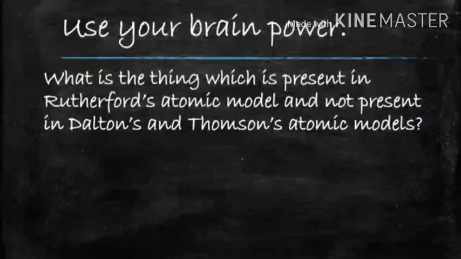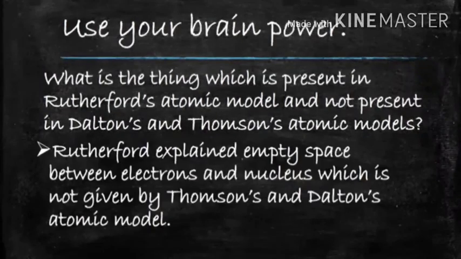What is the thing which is present in Rutherford's atomic model and not present in Dalton's and Thomson's atomic models? Rutherford's model explains empty space between electrons and nucleus, which is not given by Thomson's and Dalton's atomic models.